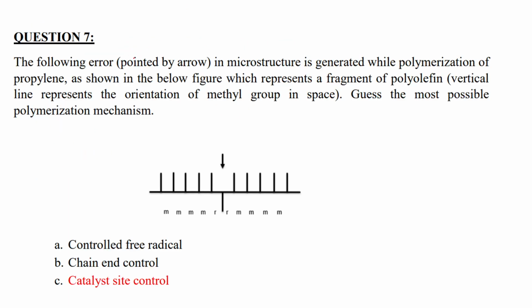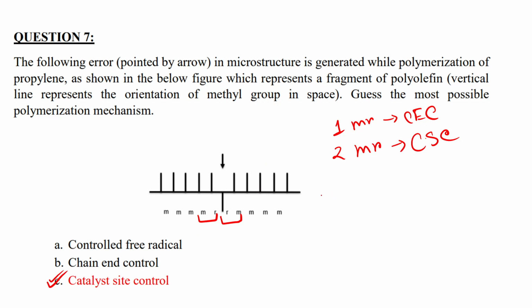But what they have asked is: the following error, so this is the error in the microstructure, is generated while polymerization of propylene as shown in the figure, which represents a fragment, and this gives the most possible mechanism. So how we have learned earlier: if you have one MR, then it is chain-end control; if you have two MR, meaning meso-racemic, then that is your catalyst-site control. So for this, let's look here: you have these two MRs, so catalyst-site control. Easily you can solve them, and with NMR also it is pretty much detectable.